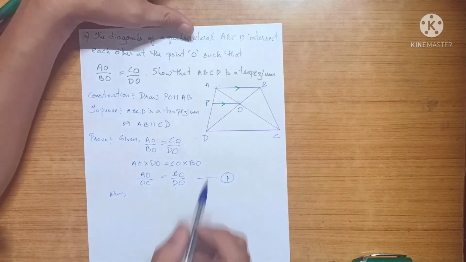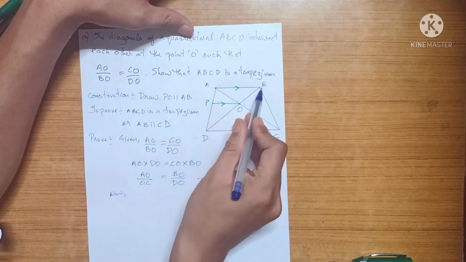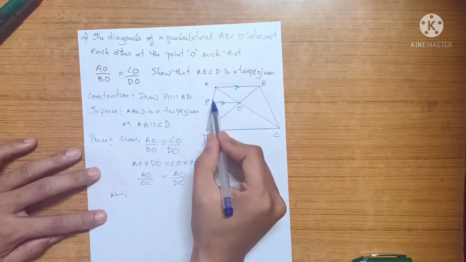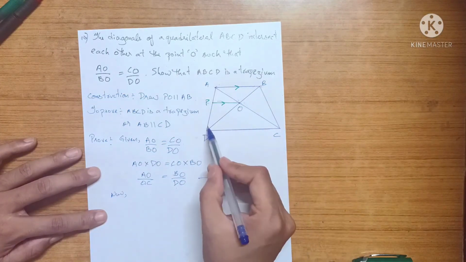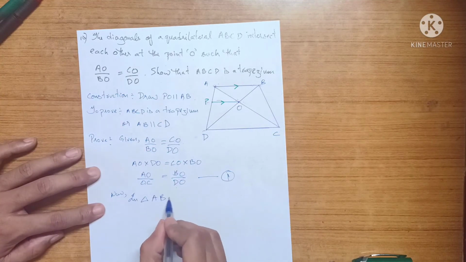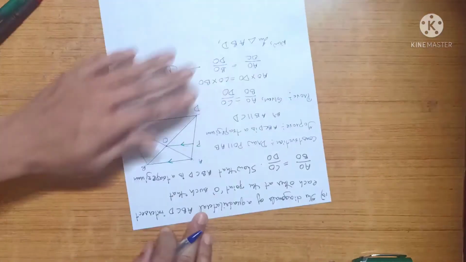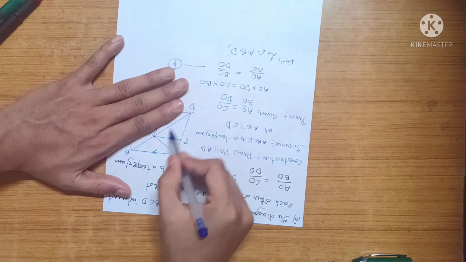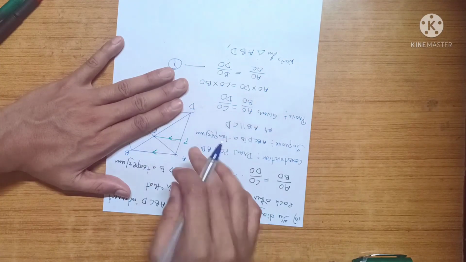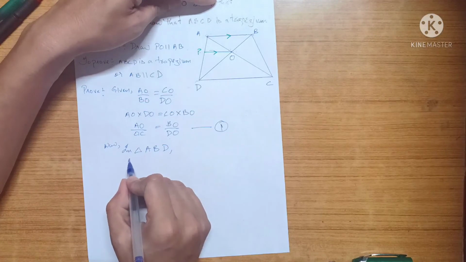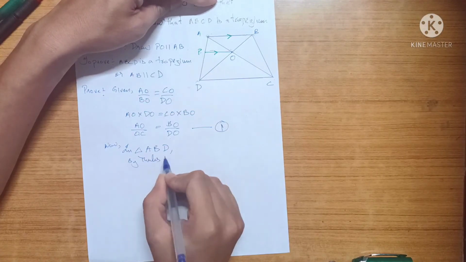Now here, where can we apply Thales' theorem? We drew PO parallel to AB, right? So we can apply Thales' theorem in the triangle which includes the two parallel lines, AB and PO. Which triangle is that? ABD, right? In triangle ABD, we can say this by this equal to this by this, or this by this equal to this by this, doesn't matter. We can use Thales' theorem here, right?